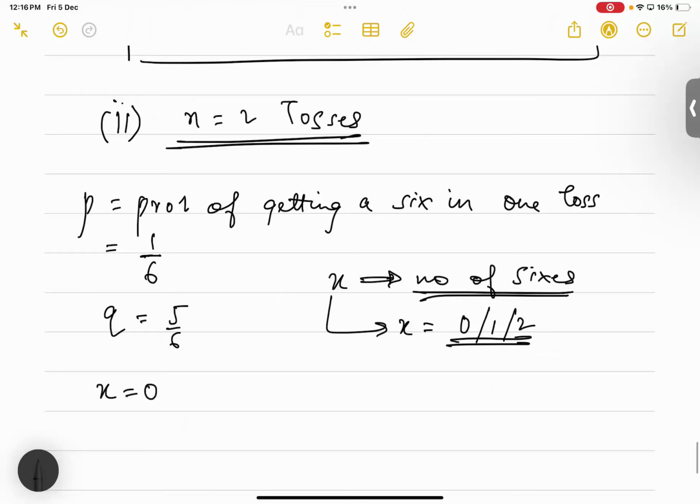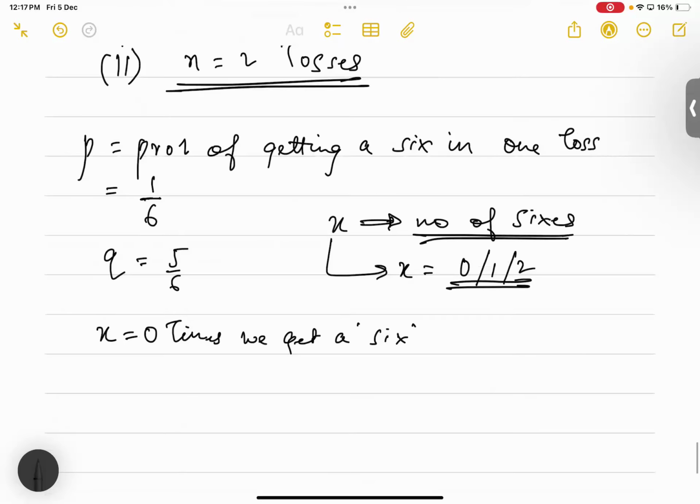So x is equal to 0 times we get a 6. 0 times we get a 6. Okay. So toss 1 and toss 2. Failure and failure. Correct na? 5 by 6 into 5 by 6. 5 by 6 the whole square. Clear?